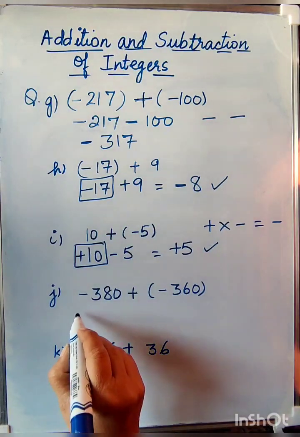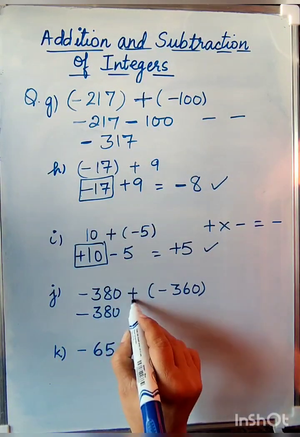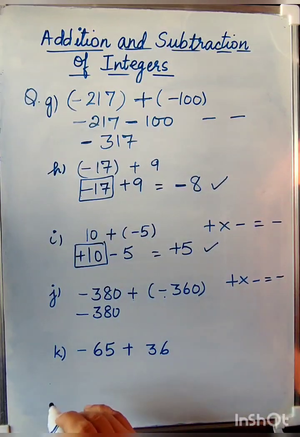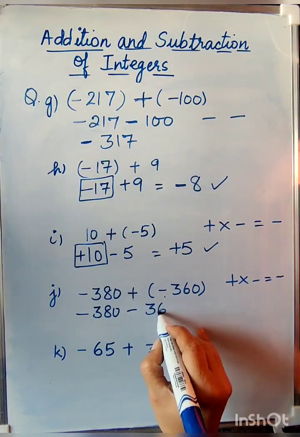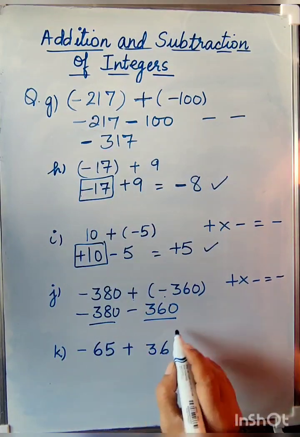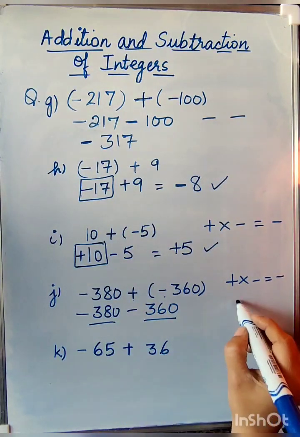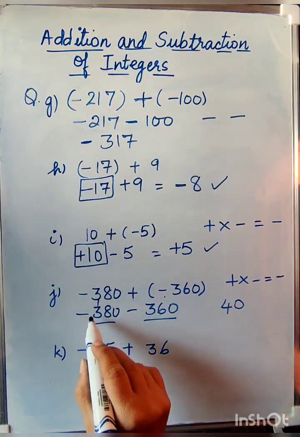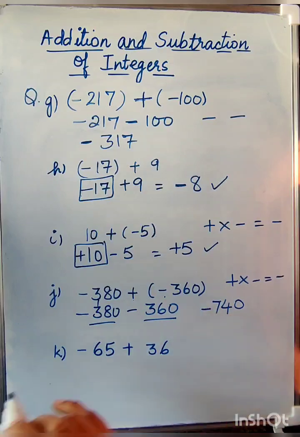Next one, this is minus 380 plus minus. Plus into minus is minus. Different sign gives you a negative number. So this will be minus 360. So now these two numbers have the same sign. Therefore you will add the numbers. So 0 plus 0 gives you 0. 8 plus 6 is 14. Carry over 1, 3 plus 3, 6 plus 1, 740 with a minus sign.